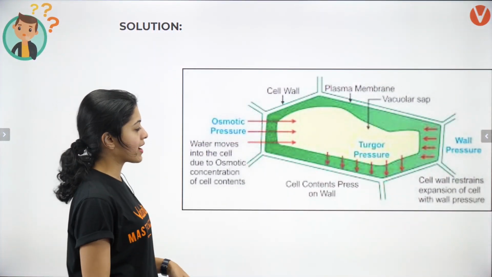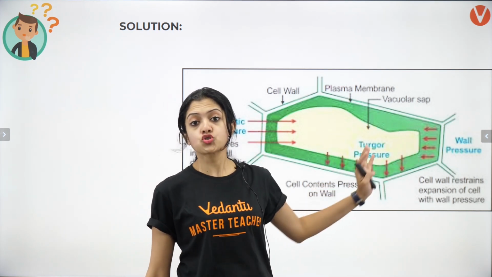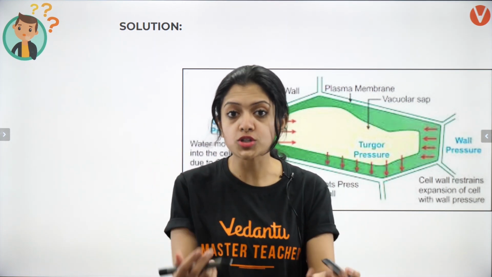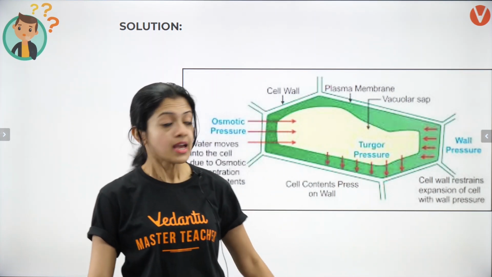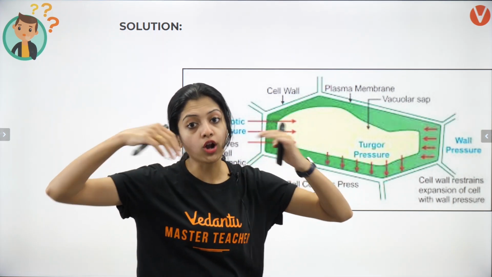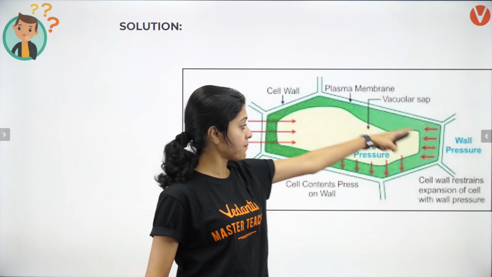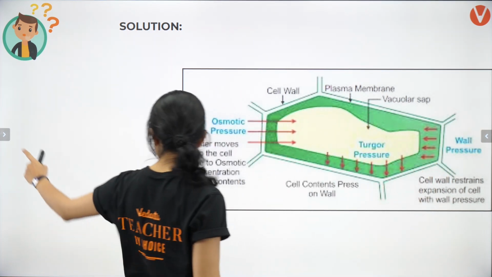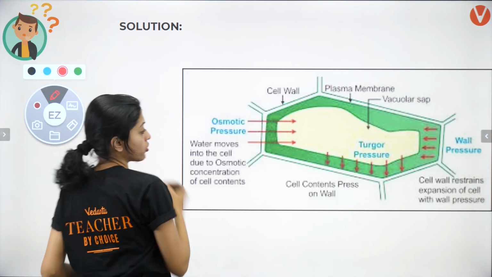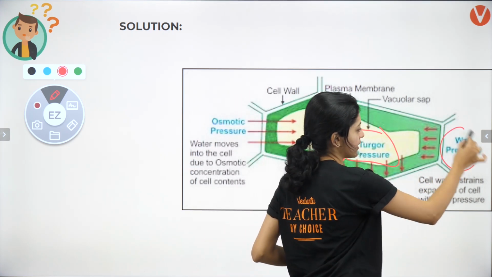Okay, so let's try to understand what turgor pressure and wall pressure are. They are in fact two forces which are pretty much equal in force but opposite in direction. Turgor pressure is the pressure exerted over the cell wall by the contents of the cell, whereas wall pressure is the pressure exerted by the cell wall over the contents of the cell. So turgor pressure in this direction, wall pressure in the opposite direction.